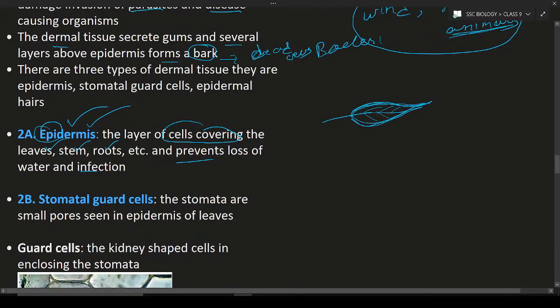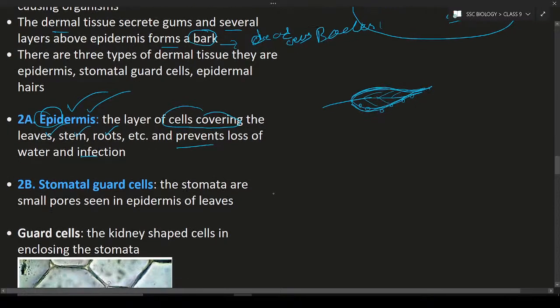And the next thing is the stomatal guard cells. Stomatal guard cells are small pores in the leaf. Let us consider this is the leaf. On the underside of the leaf you will see small pores or holes. These small pores or holes are known as stomata. In the stomata there are kidney shaped cells, which are known as guard cells.